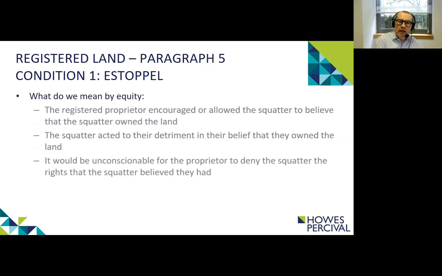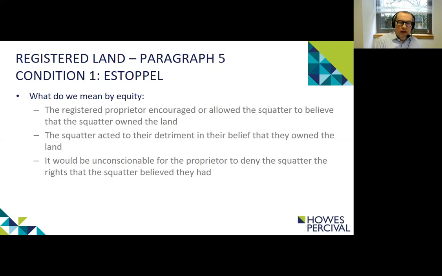And what do I mean by an equity? It means the registered proprietor encouraged or allowed the squatter to remain on the land. The squatter acted to their detriment in the belief that they owned the land, or it would be unconscionable for the proprietor to deny the squatter the rights that the squatter believed they had. So the most common situation where you rely on estoppel is if you have built an extension and the extension goes over the legal boundary and into land which the builder doesn't have title to.